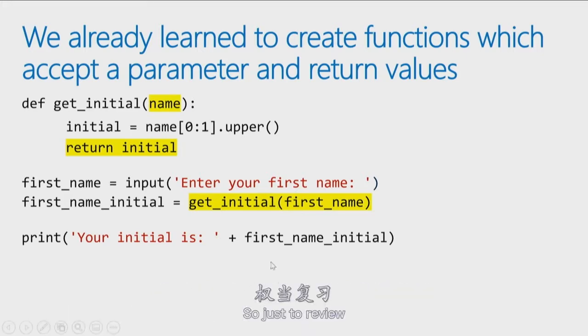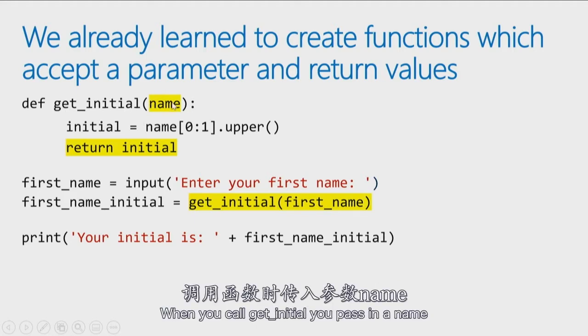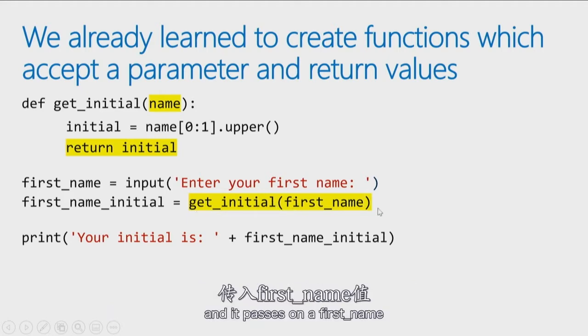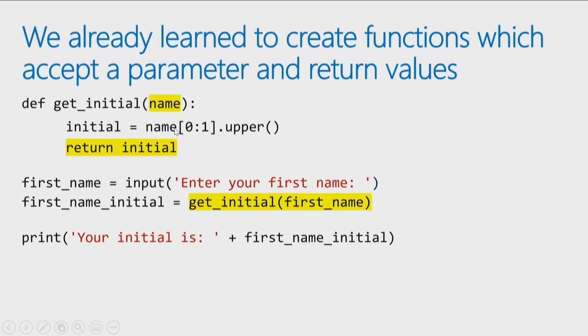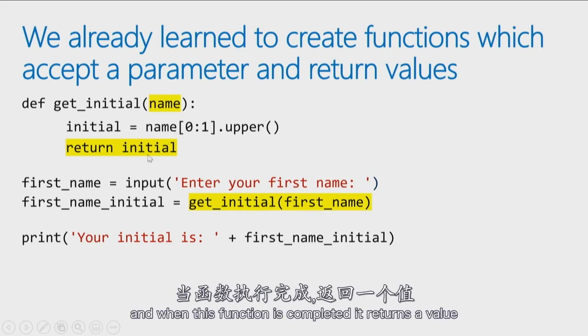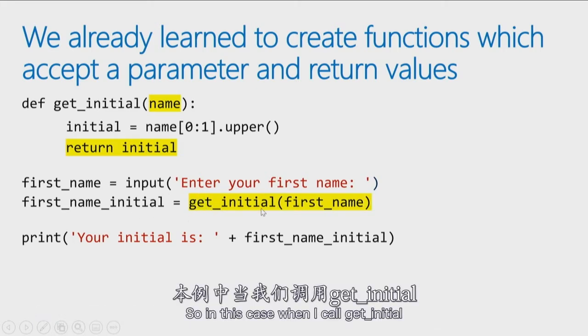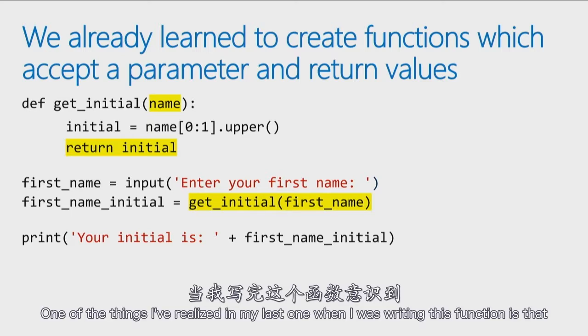So just to review, we created a function here called getInitial. When you call getInitial, you pass in a name. So here we have the call in our code that's calling getInitial, and it passes in a first name. Whatever is passed in gets used in the code wherever you see the word name. And when this function is completed, it returns a value. And that value that's returned, when I call the function, I have to have a place to put it. So in this case, when I call getInitial, the value I receive back from the function gets put into the variable firstNameInitial.